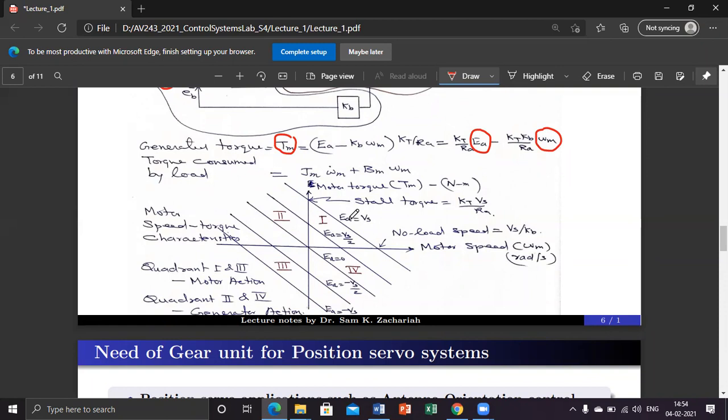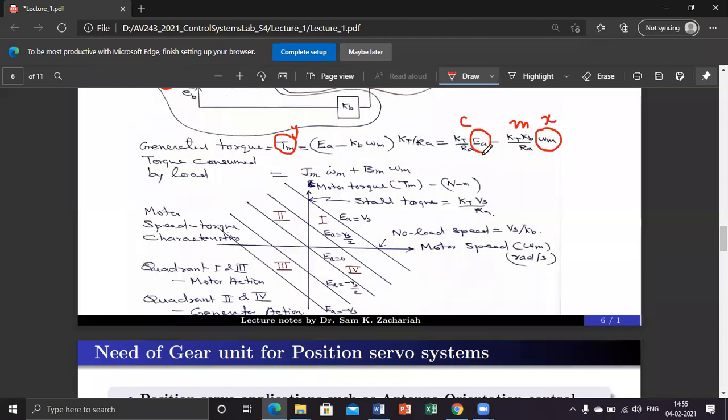And Ea into Kt by Ra, the total thing will come as the offset. That is y is equal to mx plus c. If you are writing here, y is coming here. This is the slope m, and this is the x variable, and the total thing is the constant. So the slope here is minus Kt Kb by Ra, which is negative. That is why the lines have negative slope.